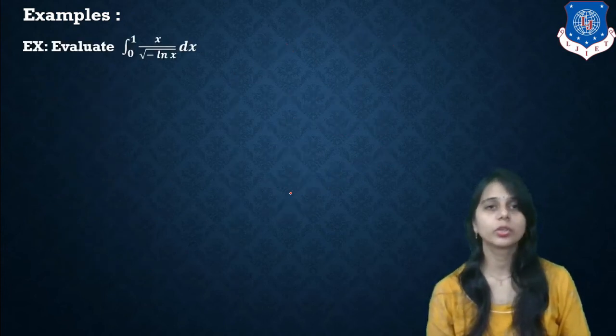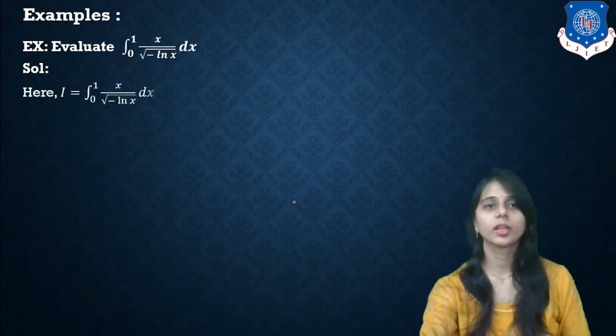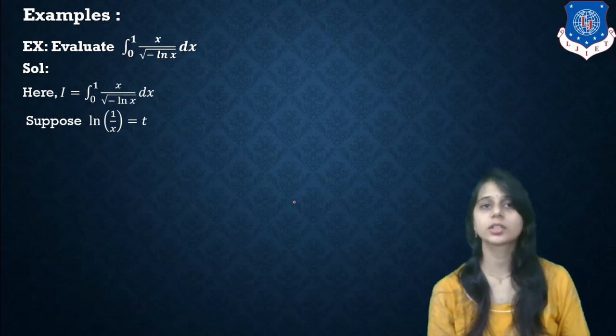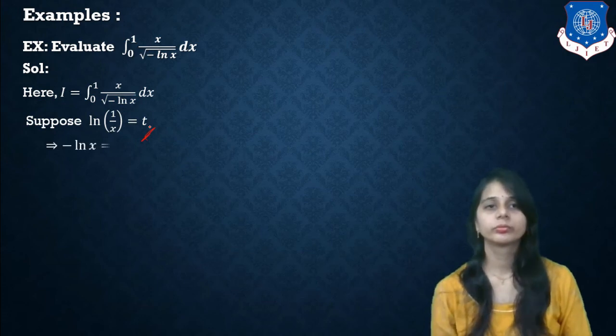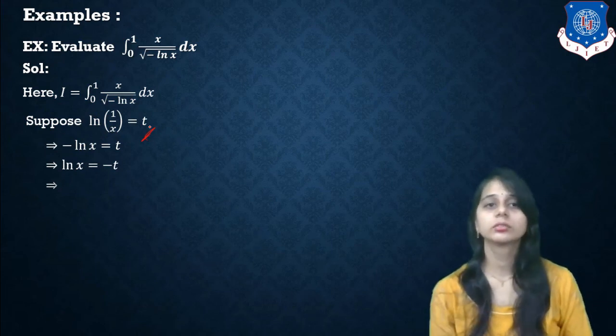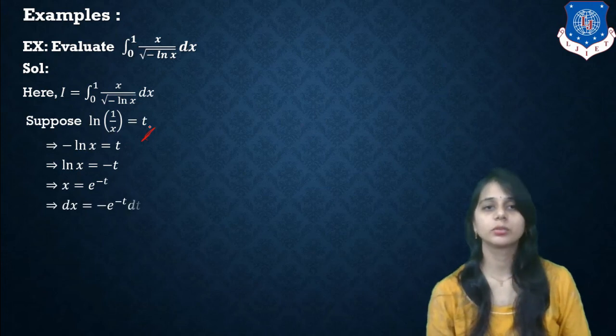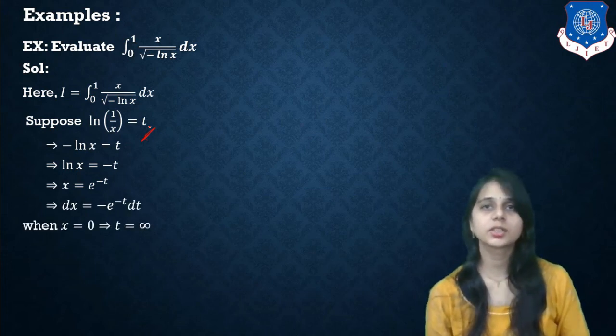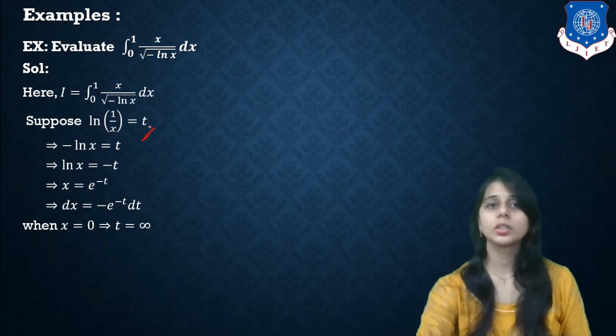Evaluate the integration 0 to 1 x upon under root minus ln x, natural log x, dx. I equal to integration 0 to 1 x upon under root of minus natural log x dx. We take log 1 by x equal to t. So minus log x equal to t, log x equal to minus t. So x equal to e raised to minus t, dx equal to minus e raised to minus t dt. If x equal to 0, t equal to infinity. If x equal to 1, t equal to 0.